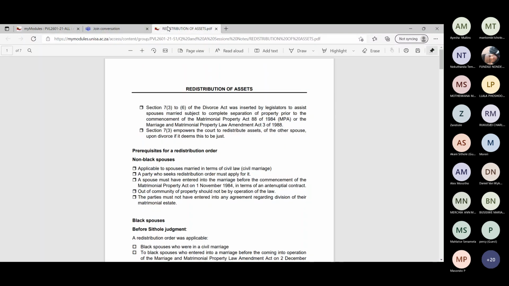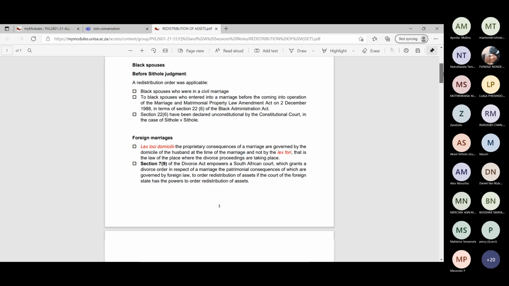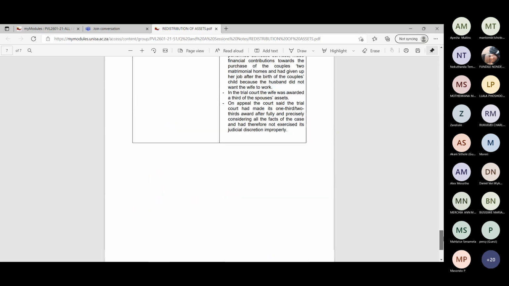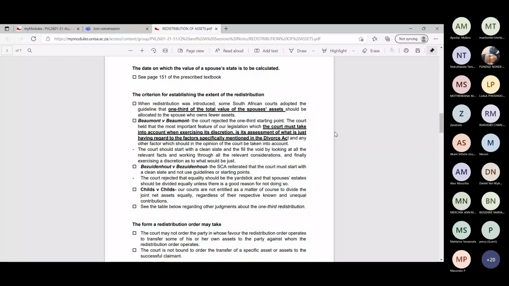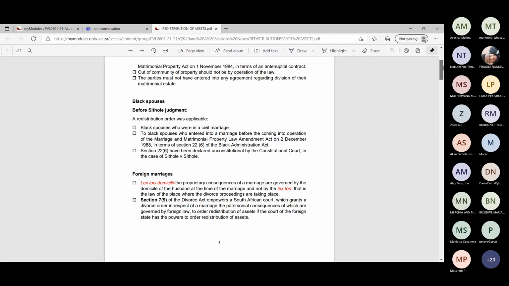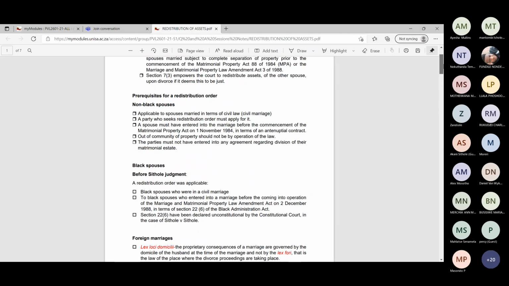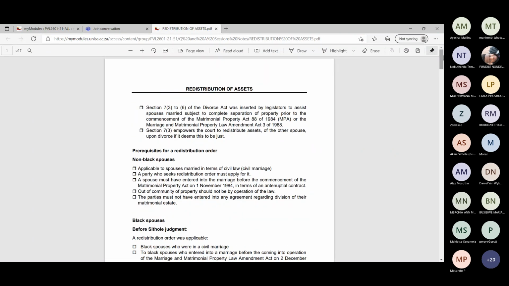So what we'll do today is we'll just quickly go through it, and I will only focus on aspects that we did not talk about when we did this topic, and also we will discuss the criterion for establishing the extent of the redistribution, because I received a query from a student who said he does not understand how the 3-quarter rules actually work when the court determines how to redistribute the assets to the other spouse.